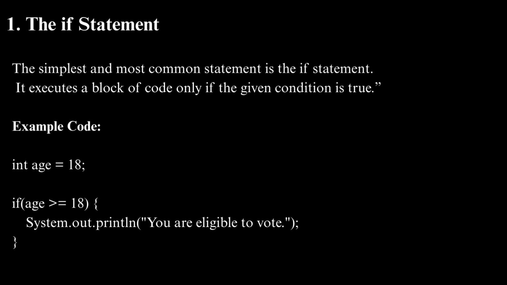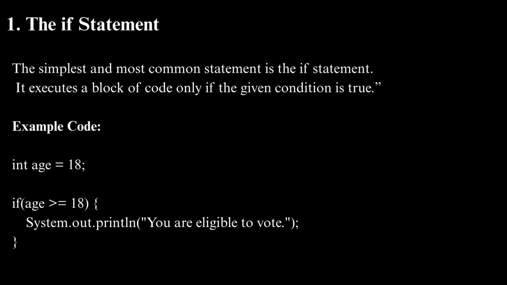First is the if statement. The simplest and most common statement is the if statement. It executes a block of code only if the condition is true. So here in the example, Java checks the condition age is greater than or equal to 18. Since it's true, it prints "You are eligible to vote." If the condition was false, it would simply skip this block.